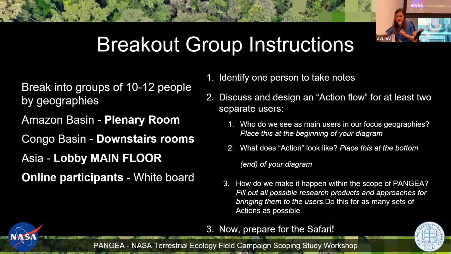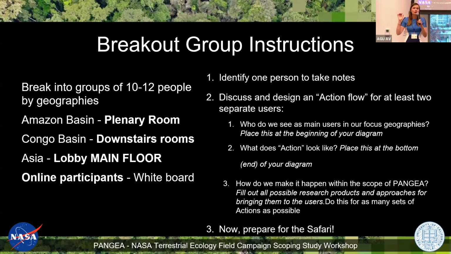The places will all have a couple of pieces of paper, and you can put your user here and what you hope the action is with that information. And then as a group, fill in the pathway to get there. What are the different products? Who are the different actors? What are the different activities? There'll be markers and Post-its there as well.